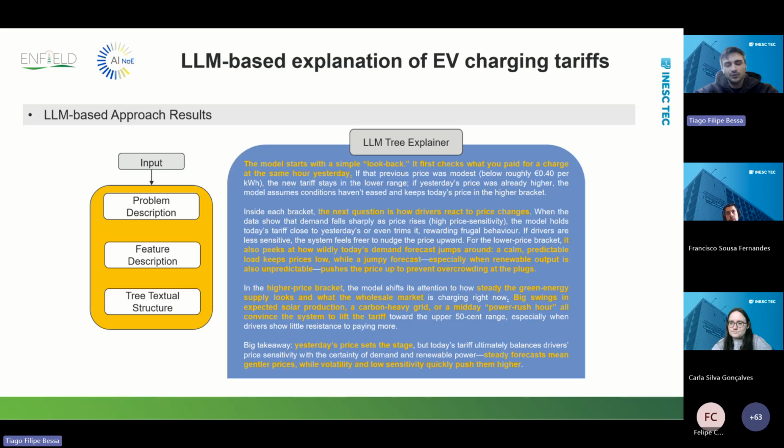Then, in order to make this accessible to any user, technical or non-technical, we extract the decision tree that the framework generated, and then we feed it to another LLM so that it can transform it into natural language. I'm not going to read all of this, but I think the last paragraph is the most important. The big takeaway says that yesterday's price set the stage, and steady forecasts mean gentle prices, while volatility and low sensitivity quickly push them higher. This ends up providing a more accessible explanation than reading a Python function.